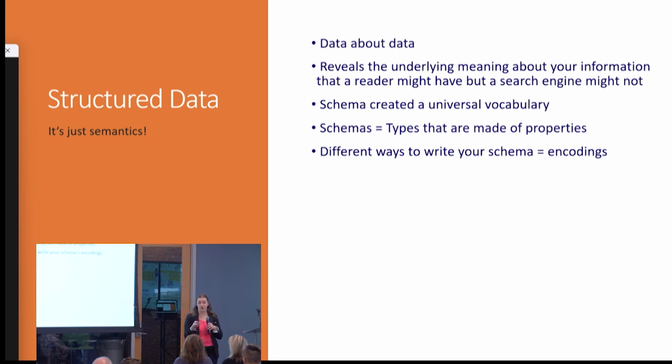or Twitter cards. That's a type of structured data. Schema, which I said we're focusing on here, schemas are types of things, types of entities, which we'll get into. And they are made up of properties. And then there's different ways to write your schema, so the different types of code, those are called encodings, and we'll focus on a couple, but really just one.